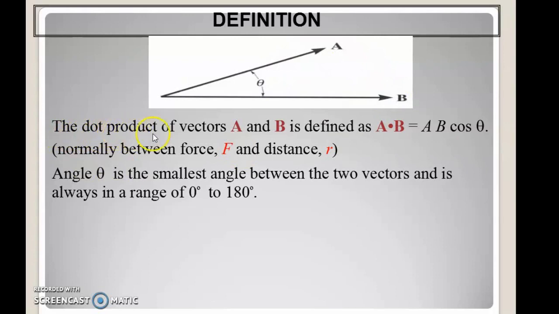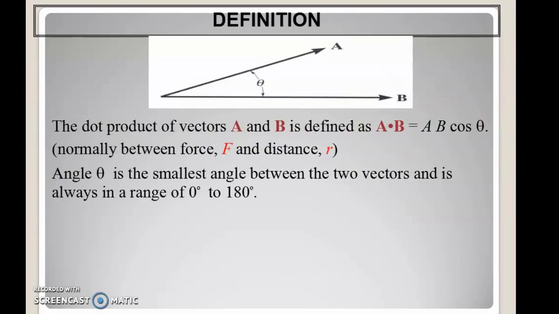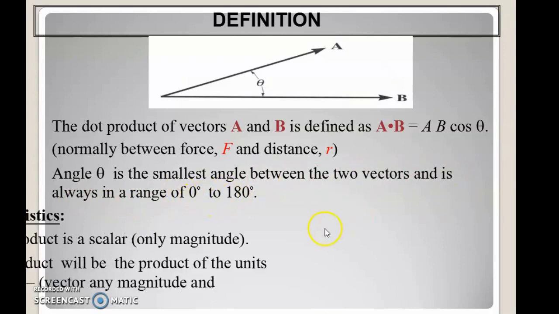So it is like this. The dot product of vectors A and B is defined as A dot B, which is equal to AB cos theta, where A is the magnitude of vector A, and B is the magnitude of vector B. Normally between force F and the distance R. So just like I said, let's say F is a force, A is a distance R. Like this, this is our R, the pole is R, distance, and the force is the cable. Angle theta is the smallest angle between the two vectors and is always in a range of 0 degrees to 180 degrees.